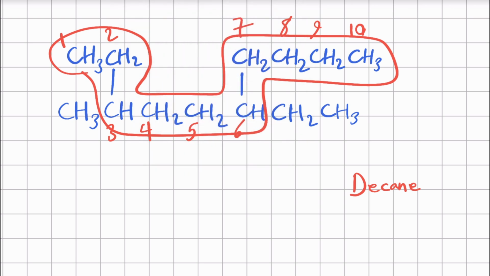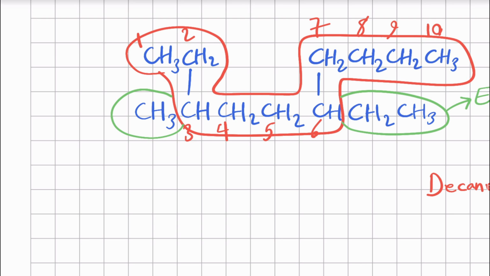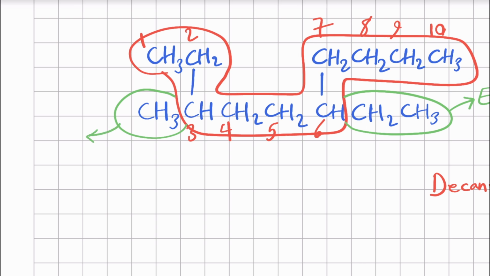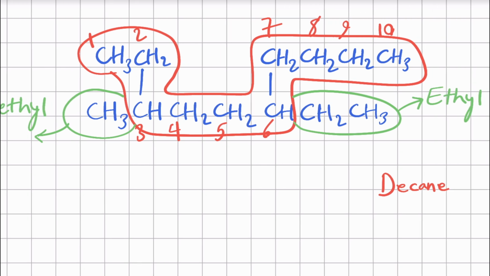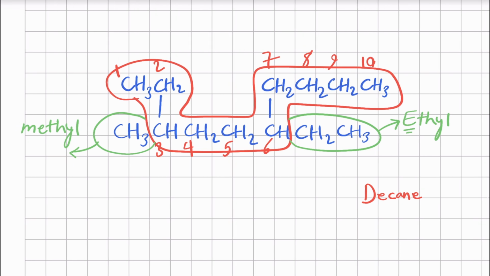However, 2 other parts are also connected: this one and this one. One of them has 2 carbons, which makes it an ethyl group. The other one has only 1, which makes it a methyl group. Now, we want to add ethyl and methyl to the name, but it's really important to know which one goes first. Look, ethyl starts with E, methyl starts with M. Because E goes first in alphabetical order, we are going to start with ethyl.